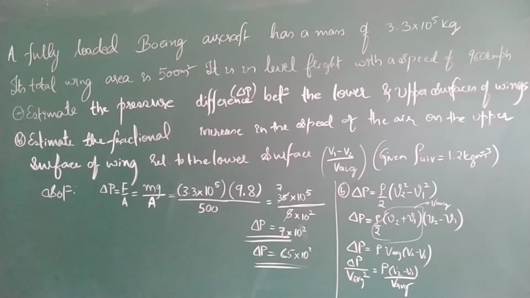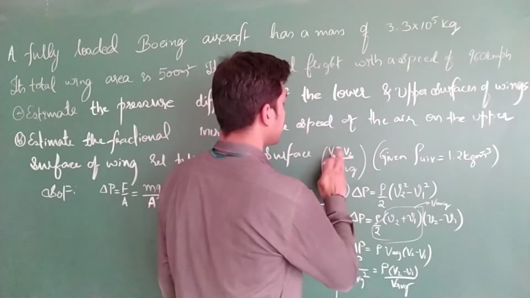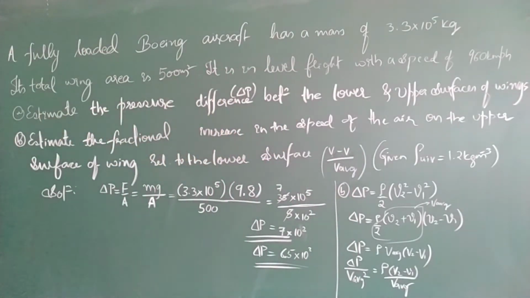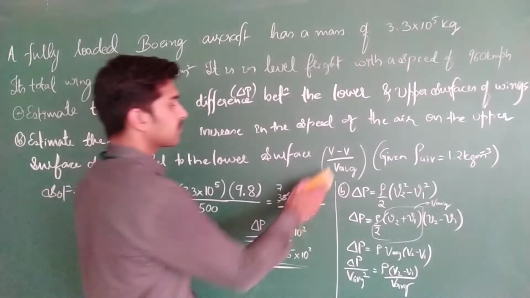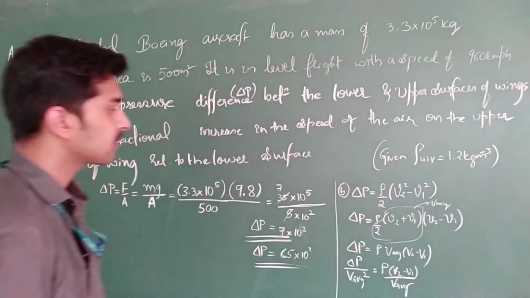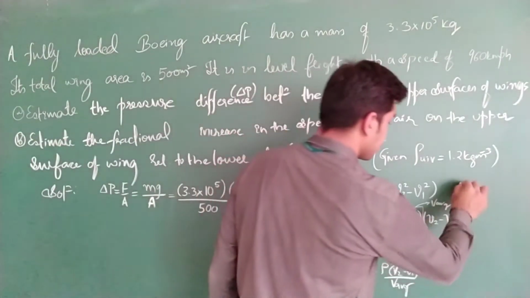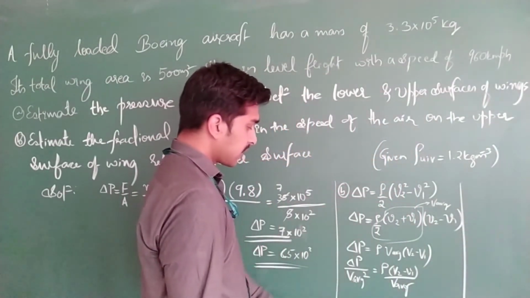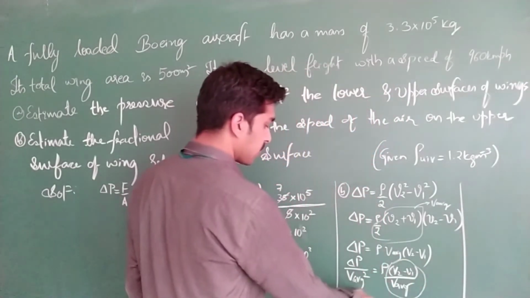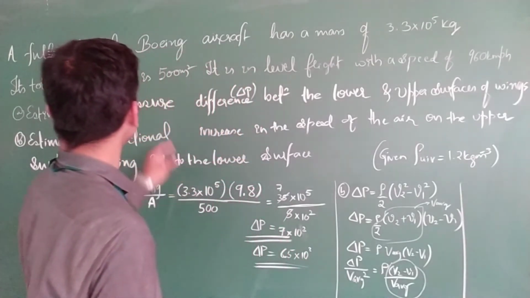Cross check. Are you understanding? Clear? So next, this will be V2 minus V1. Clear? Can you see here? Now cross check: V2 minus V1 by V average, how much are you going to get? Take rho to this side. V average you have to calculate. I hope they might have given it in the question.